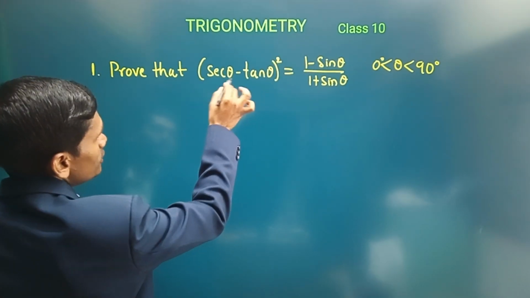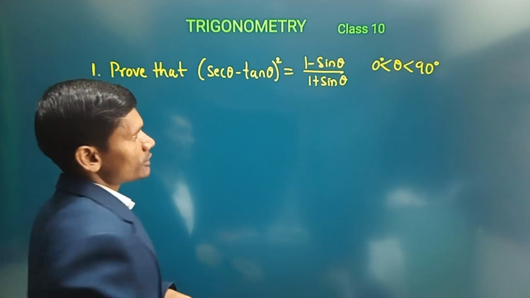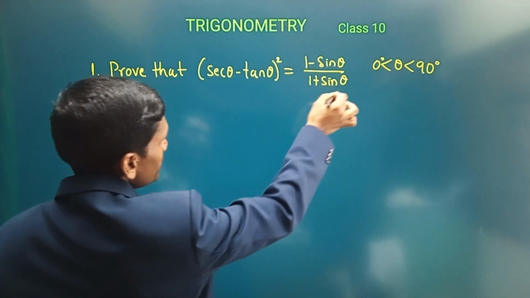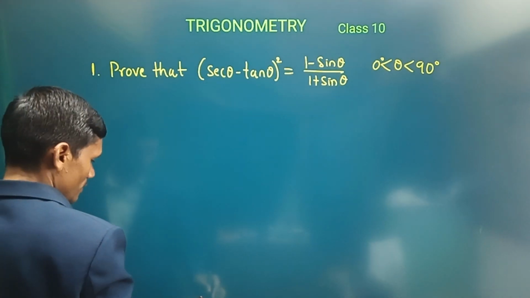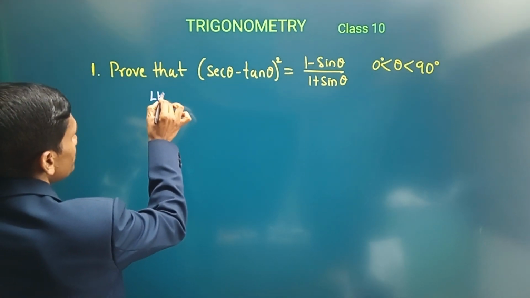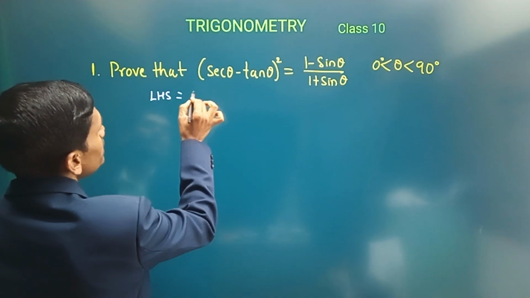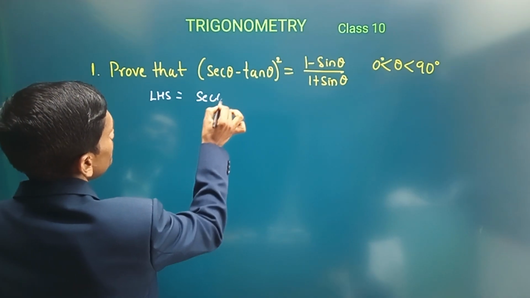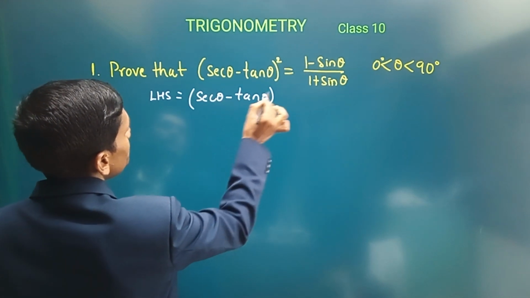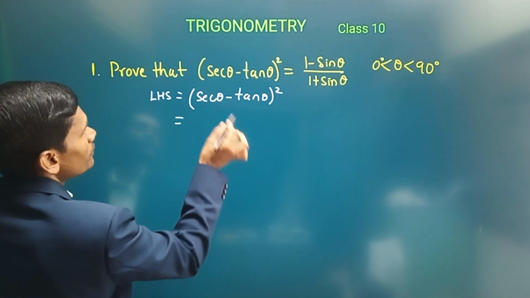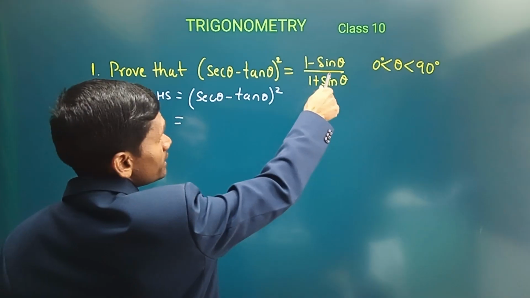Here, coming to the first one: (sec theta minus tan theta) whole square equals (1 minus sin theta) by (1 plus sin theta). We need to prove this. Let us start with the LHS. The LHS is (sec theta minus tan theta) whole square. Here we need to get this in terms of sin theta.